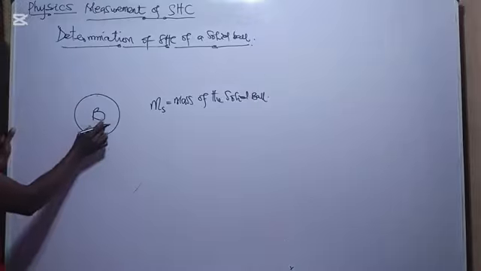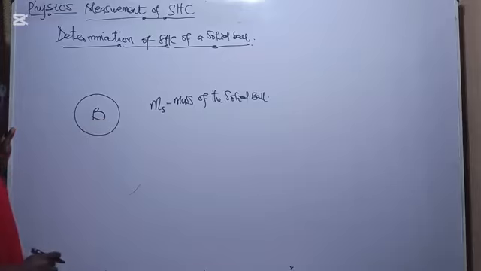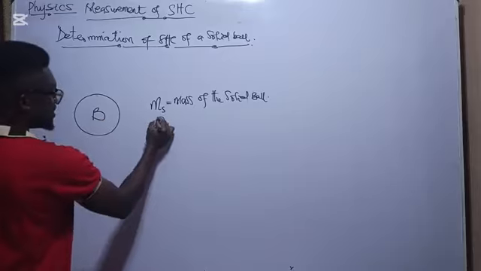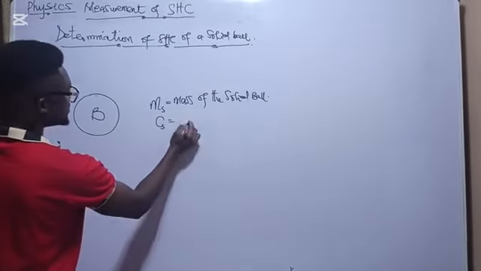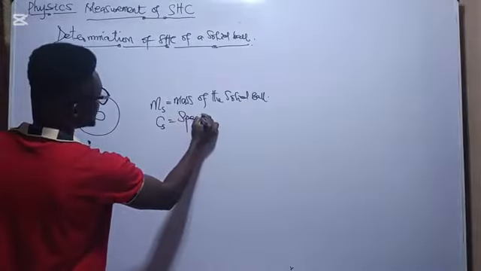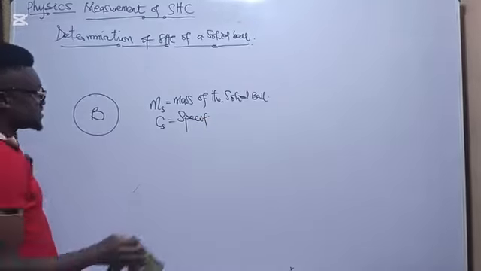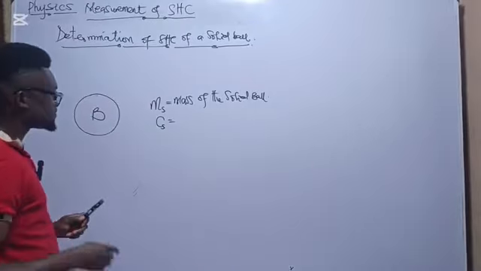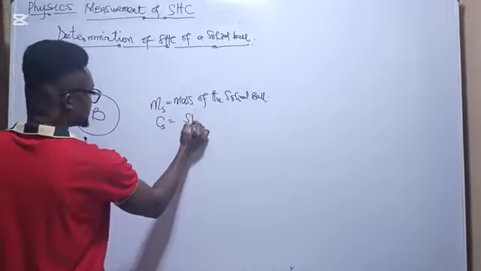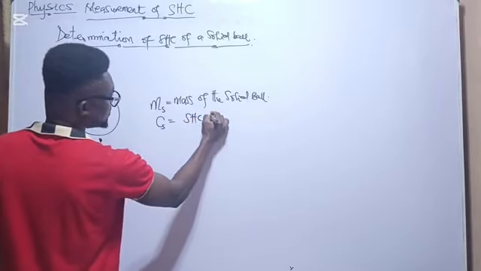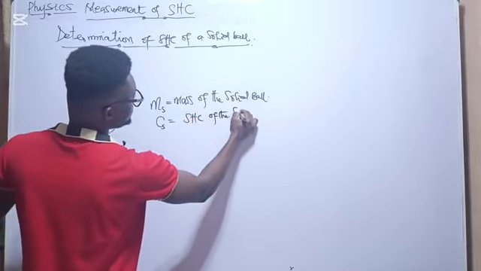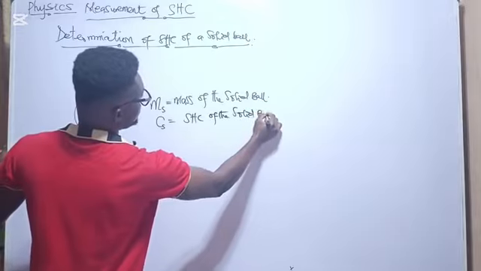Then we are looking for the specific heat capacity of this solid ball. We will have CS as the specific heat capacity of the solid ball. CS is the specific heat capacity of the solid ball. Okay.